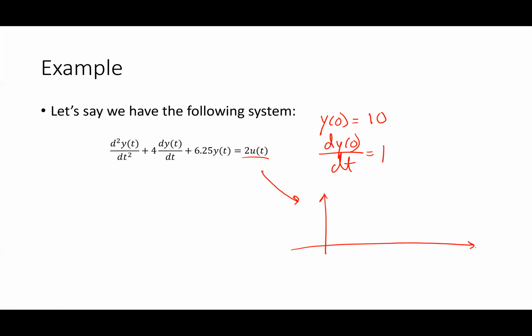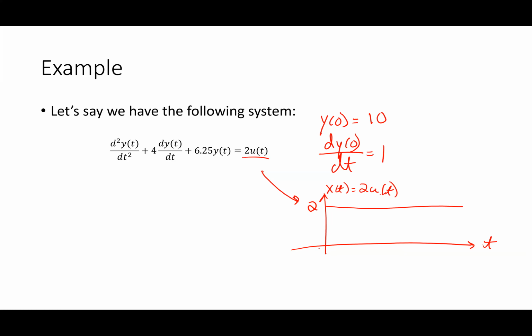Well, you're getting to what my solution is going to look like, right? This 2u of t here means that my input is 2, like that, okay? And it jumps there at time t equal to 0. So this is my x of t equal to 2u of t. So one thing is definitely true.